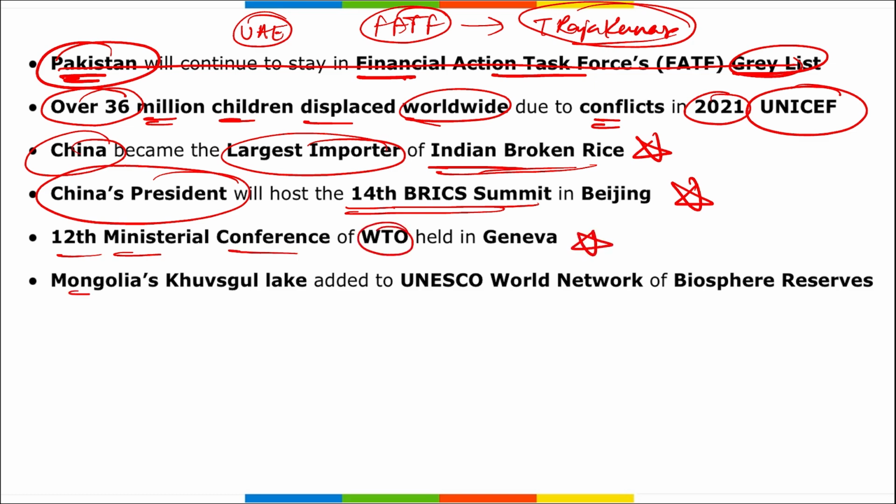Mark this. Then Mongolia's Khuvsgul Lake was added to UNESCO's World Network of Biosphere Reserves. Mark this. These are important 3-4 current affairs from last that definitely I want you to take a note of it.